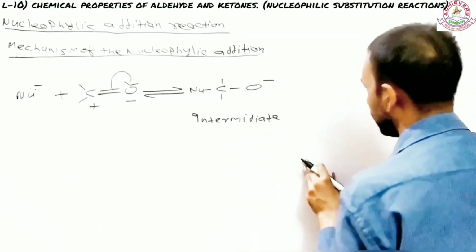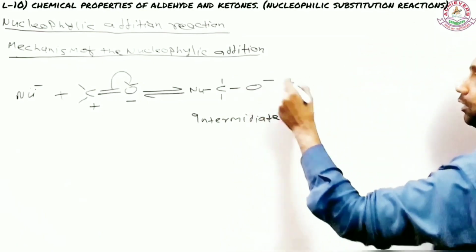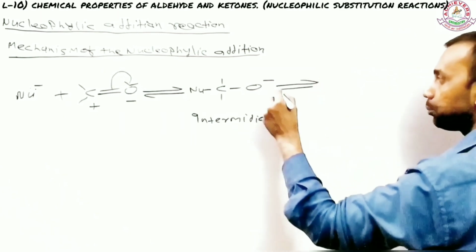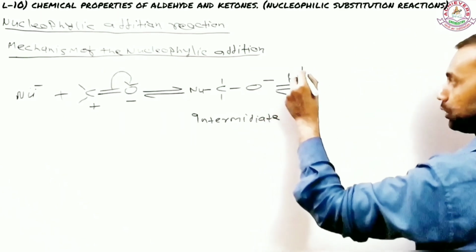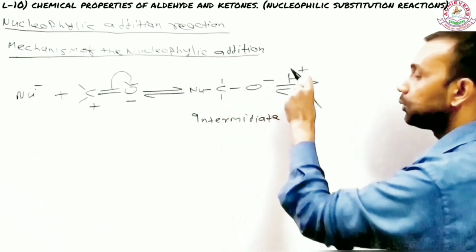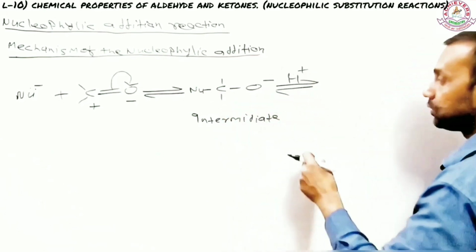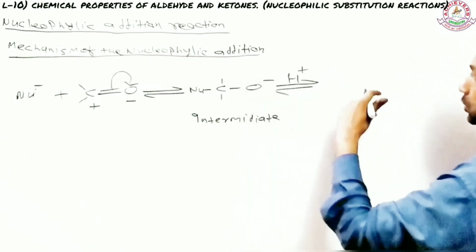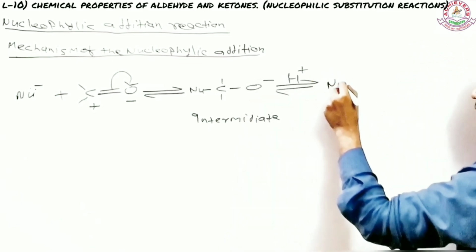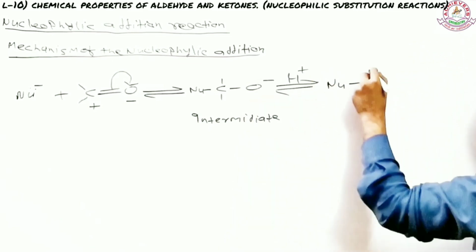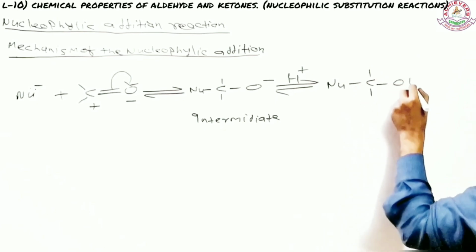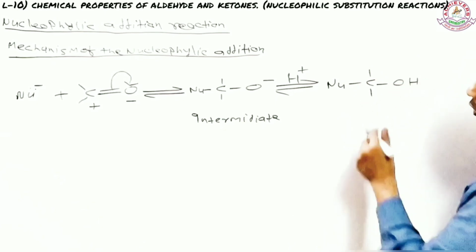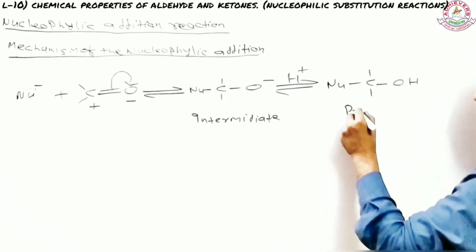Now in the next step, what happens? This intermediate captures a proton from the solution or the medium, and then this oxygen converts into a hydroxyl. So what you finally get is this product here. This is the product you finally get.